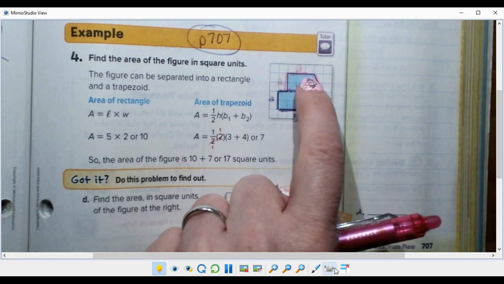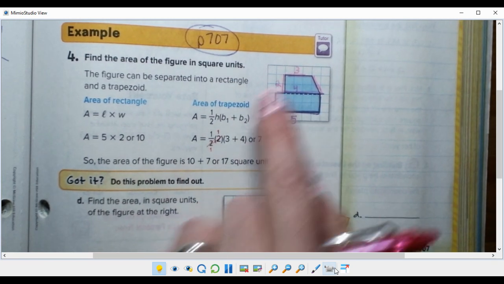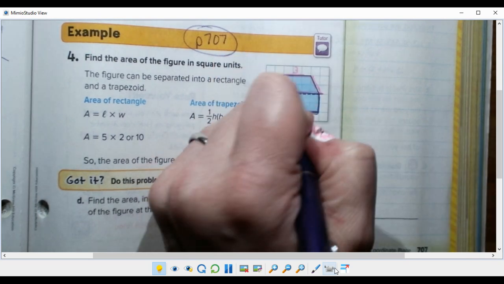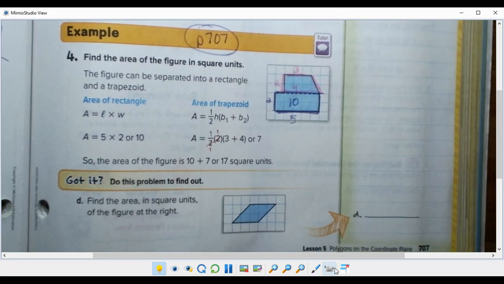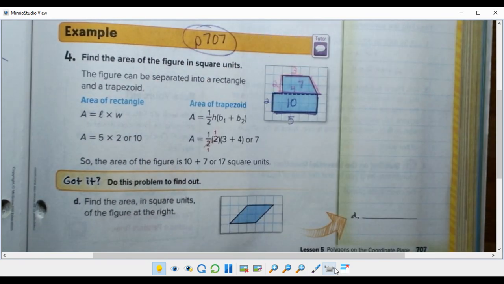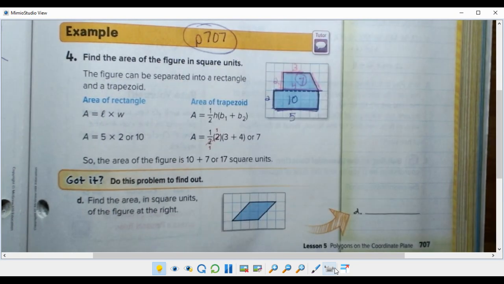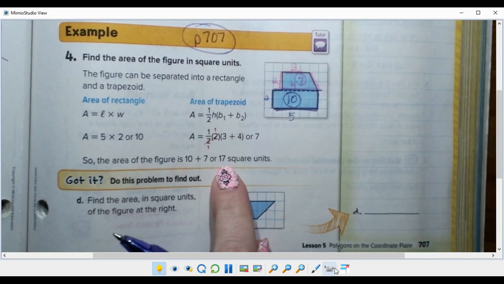Now, I guess that little piece did come down and make it there. So when we put them together, I have 10 from this, and I have 7 from that. And when I put them together, the entire thing covers 17 square units.